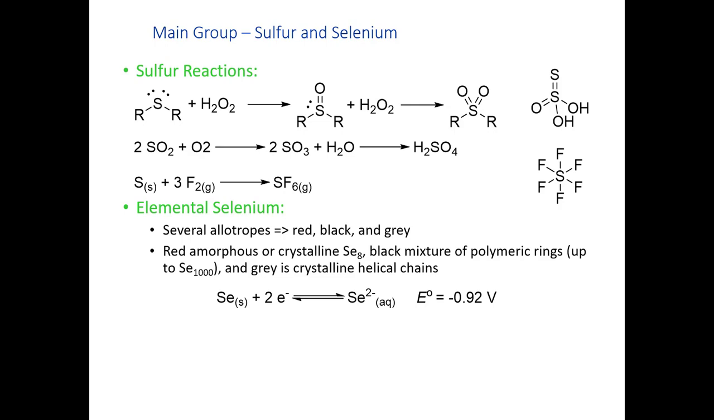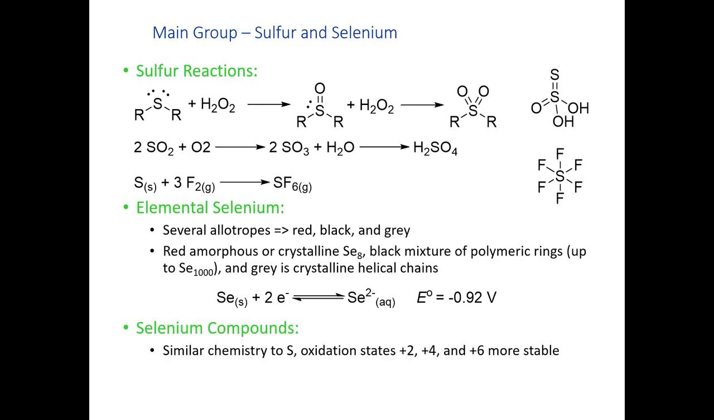Selenium is even more reducing than sulfur, as shown by this reduction potential, which means selenium in the -2 oxidation state is much less stable. Selenium displays very similar chemistry to sulfur, except that the +2, +4, and +6 oxidation states are more prevalent due to its more reducing nature.